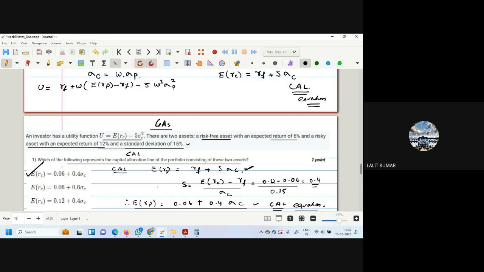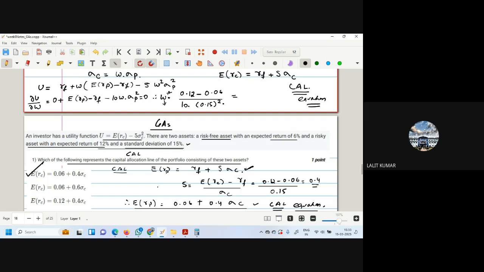Now to find the optimal W, I take dou U by dou W and set it to 0. This becomes ERP minus RF, minus 10 into W into sigma P squared, equal to 0. Therefore, W is equal to ERP, which they have given as 0.12, minus RF 0.06, divided by 10 into sigma P squared. The standard deviation is 0.15, so this becomes 0.15 squared. You calculate this and you get W star.